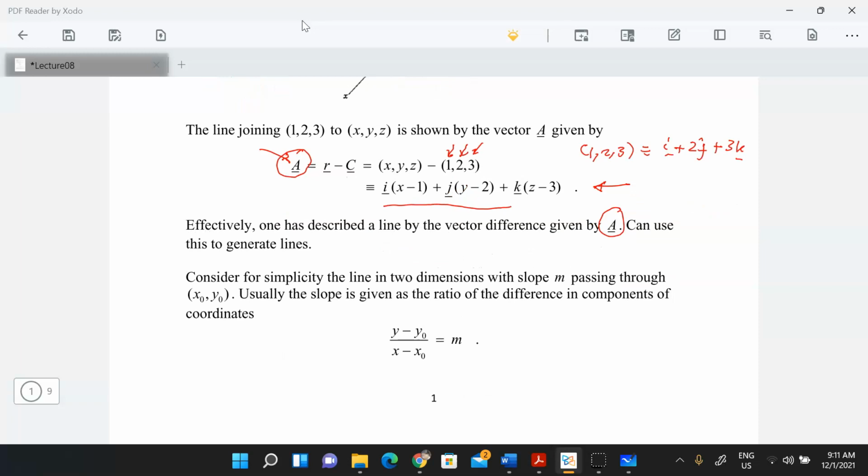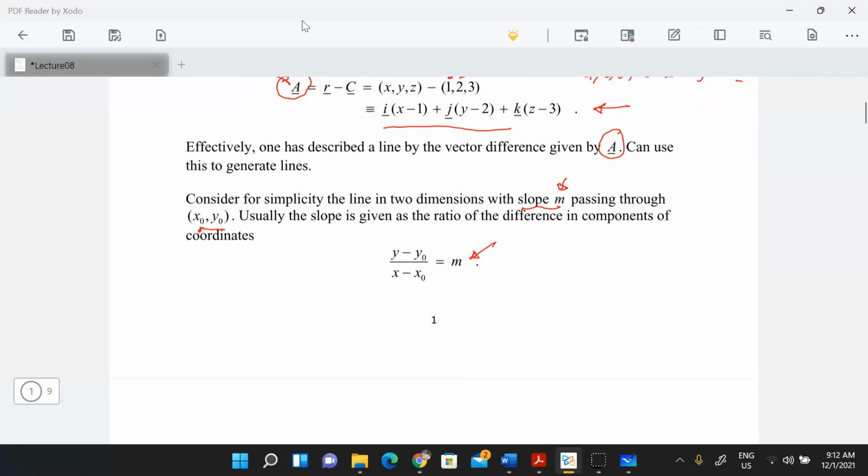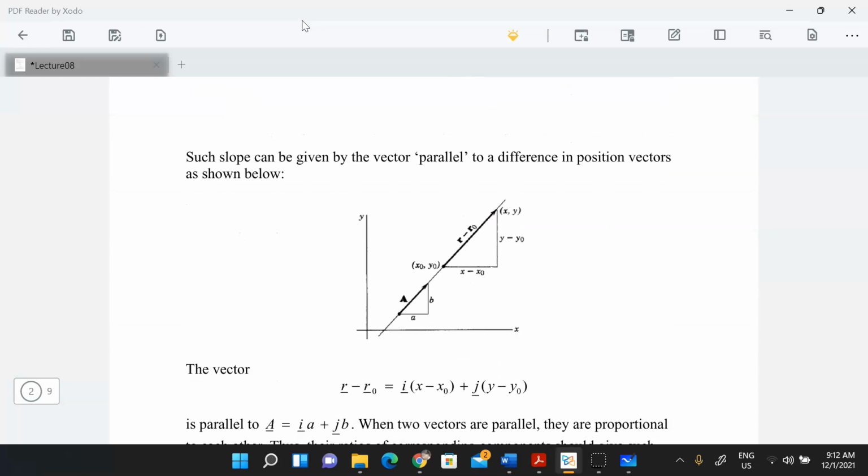So we're going to do this more properly. For simplicity, we start with a line in 2 dimensions. So you have a line in 2 dimensions given a particular slope. This slope would be a kind of parameter here. And then it will pass through some specified point (x naught, y naught). From high school algebra, you know that to get the slope, you just take the difference between the y coordinates of 2 points on a straight line, divided by the difference between the x coordinates of the 2 points on the line. So that will give you the slope. So we can use that to get the equation of the line.